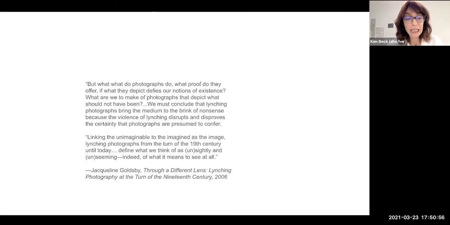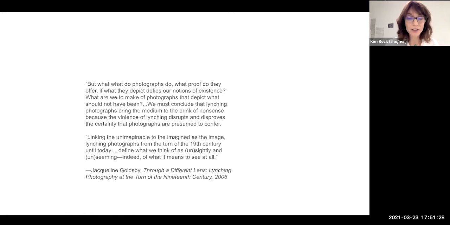Jacqueline Goldsby has written about lynching photography, and she wrote, "But what do photographs do? What proof do they offer? If what they depict defies our notions of existence, what are we to make of photographs that depict what should not have been? We must conclude that lynching photographs bring the medium to the brink of nonsense, because the violence of lynching disrupts and disproves the certainty that photographs are presumed to confer.